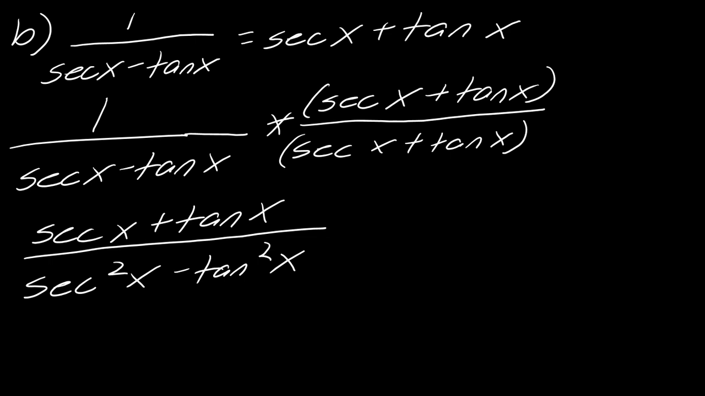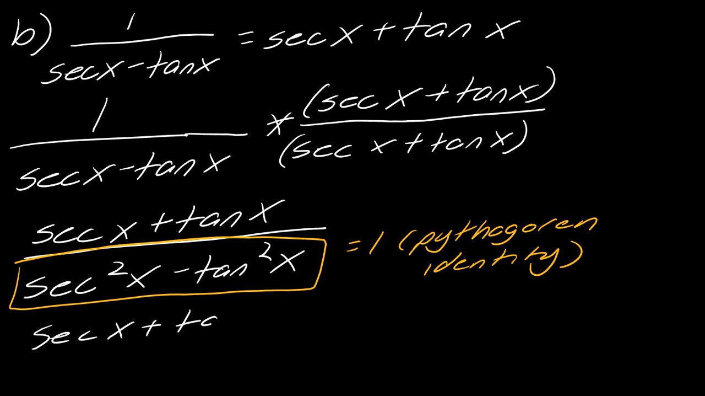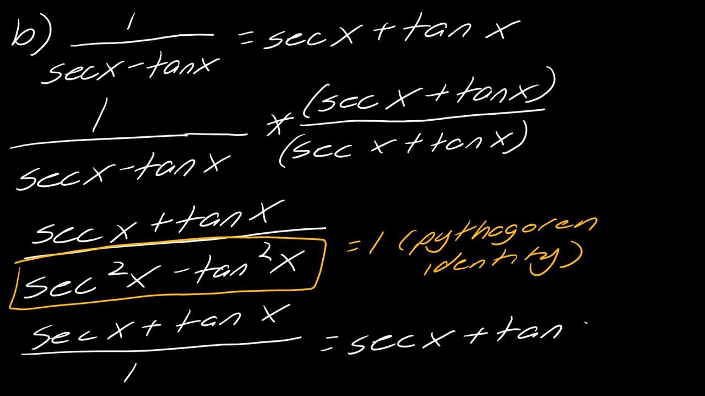So this equals 1. That's a Pythagorean identity. Then I'm left with secant x plus tangent x over 1, which just equals what I was trying to verify. Boom, verified.